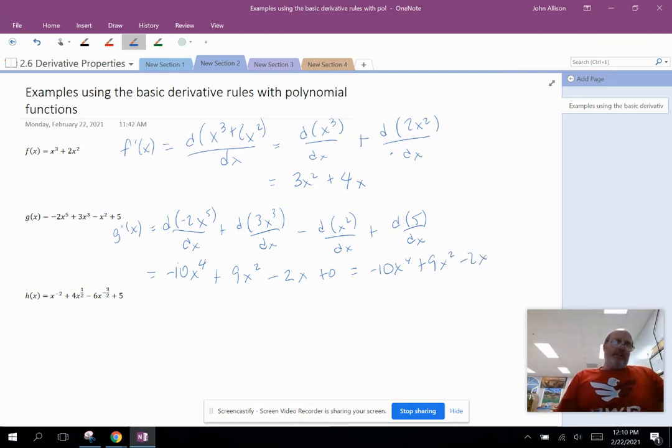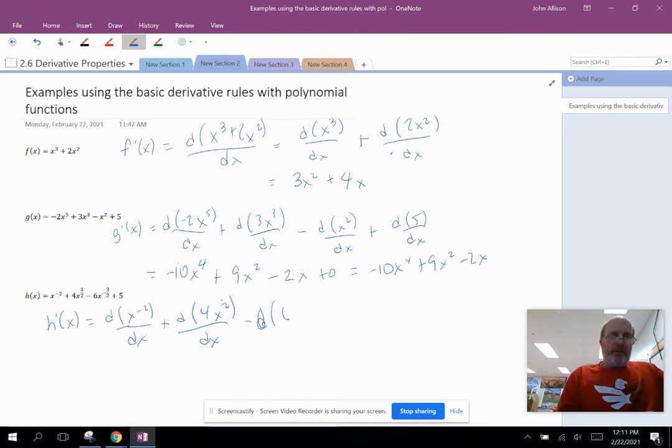And the next one I want to show you that this works for rational exponents, negative exponents the same. So here we're taking the derivative to get h prime of x. We take the derivative of each term, derivative of x to the negative 2 with respect to x, plus the derivative of 4x to the 1/2 with respect to x, minus, we could bring the constant out, but either way, derivative of 6x to the negative 3/2 with respect to x, plus the derivative of 5 with respect to x.